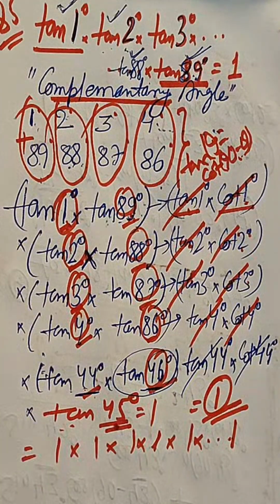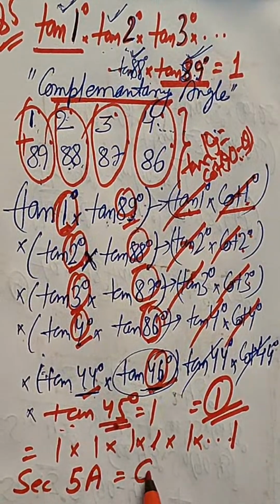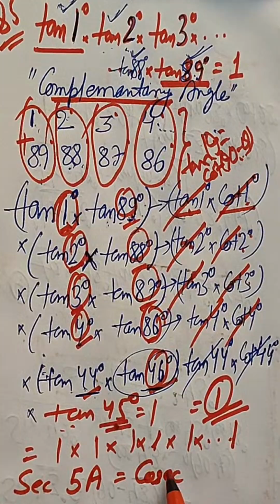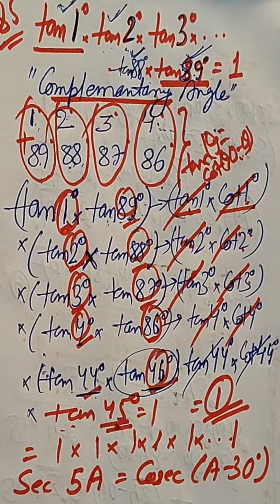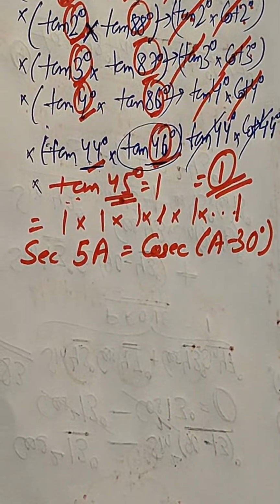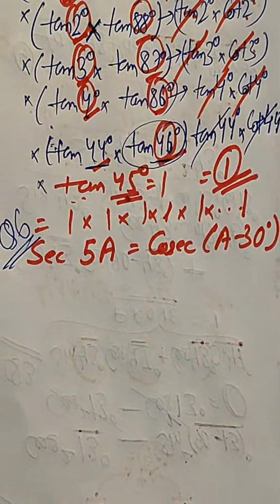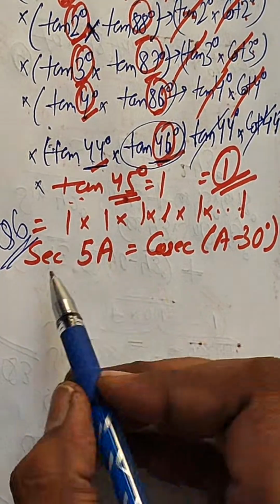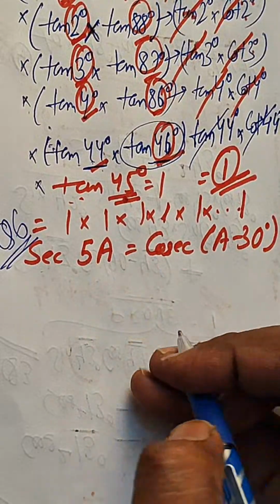If you want me to take more questions, I will take more. It's given that sec of 5a is cosec a minus 30. Find the value of a. This is question number 6 for today. If given that sec 5a equals cosec a minus 30, then find the value of a, and a is an acute angle, right?